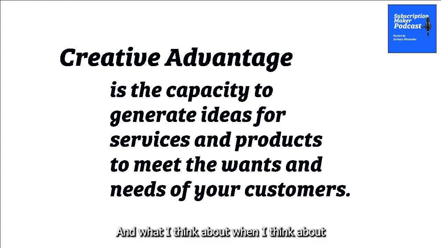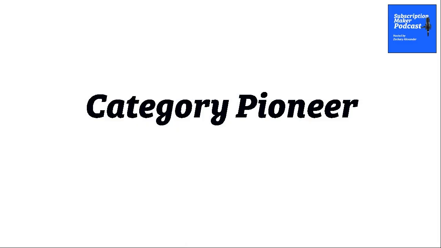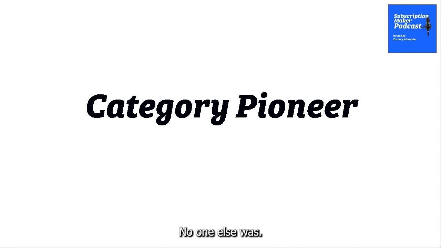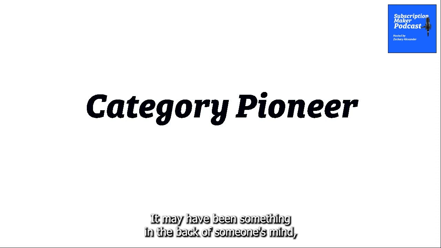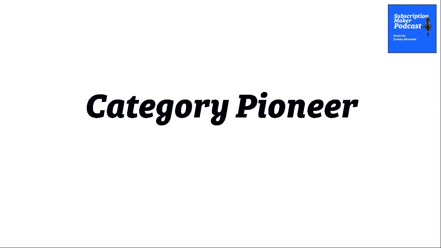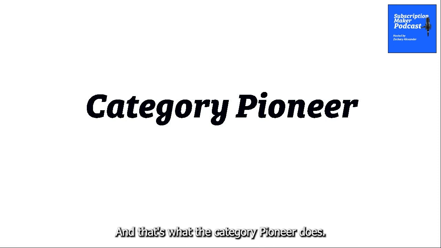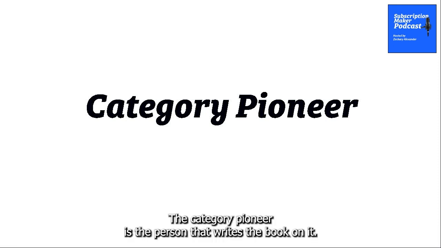And what I think about when I think about creative advantage is I think about category pioneers. I mean, like Michael Porter, for example. Michael Porter came up with something that no one else had talked about. People may have talked about it. It may have been something in the back of someone's mind, but they didn't write the book on it. And that's what the category pioneer does. The category pioneer is a person that writes the book on it.